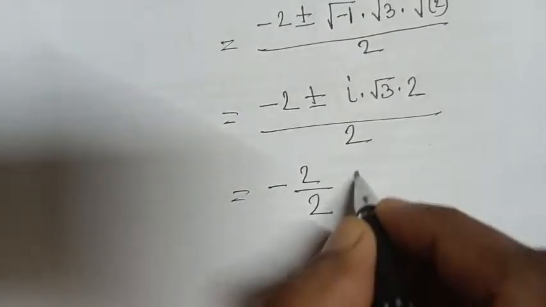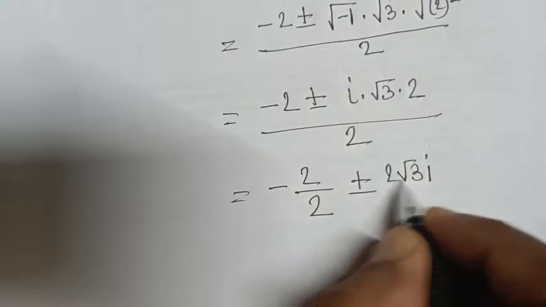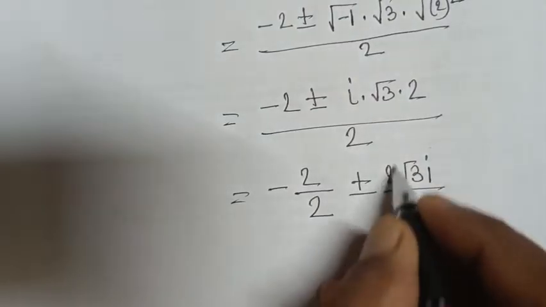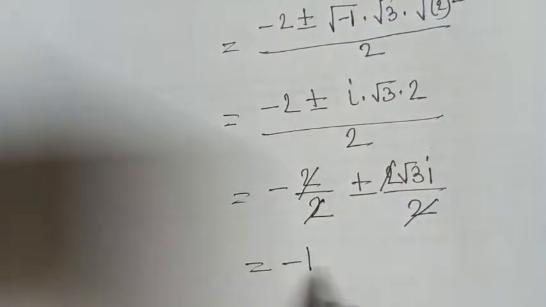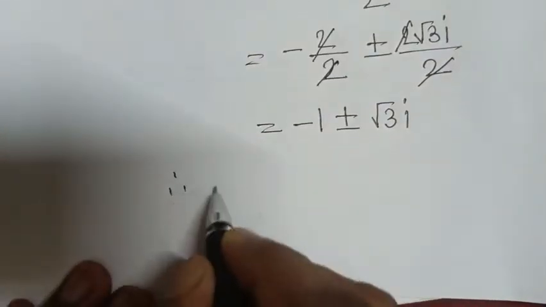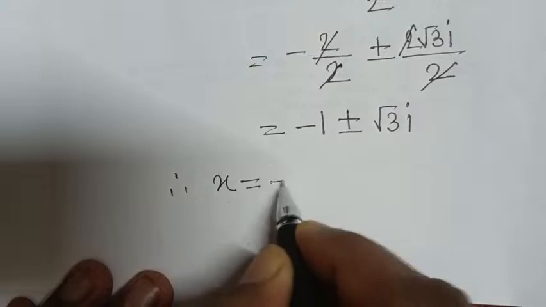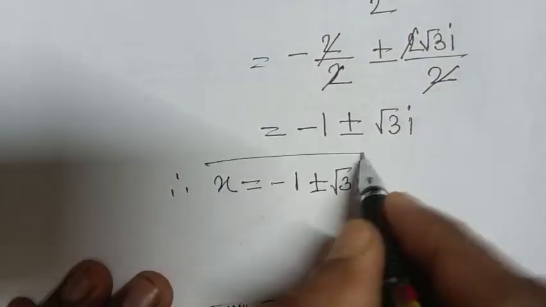Then we split like this, root 3i over 2. This 2 and this 2 will be cancelled out, this 2 and this 2 will be cancelled out, we get minus 1 plus minus root 3i. Hence we get another complex solution, x is equal to minus 1 plus minus root 3i.